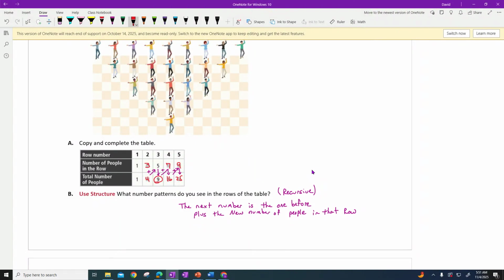Okay? So the next number is the one before plus the number of people that are in that row. So the one before plus the number of people that are in that row. So they're kind of leading us towards, we need to know 2 things here. What's the next row, and then what was the previous row? Okay?